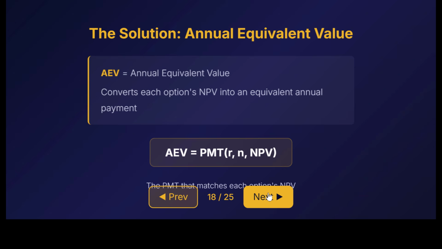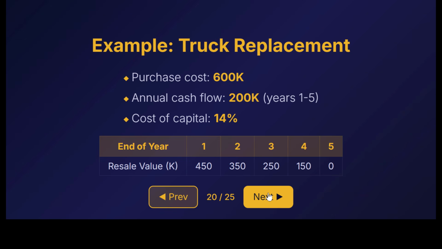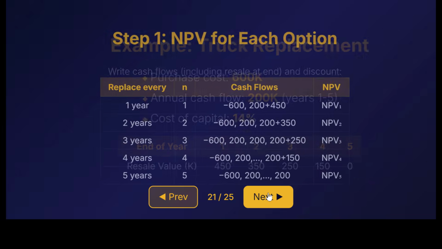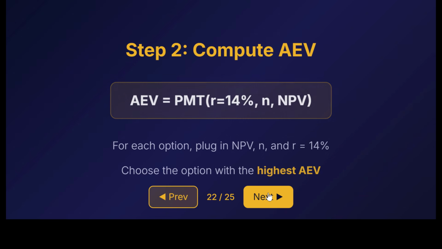8. Truck replacement example. A company purchases a truck for 600,000 shekels. 5 options are evaluated, replacing every 1, 2, 3, 4, or 5 years. Step 1. Compute NPV for each single cycle option, including the initial cost, annual operating cash flows, and the resale value at the end. Step 2. For each option, compute AEV using the payment formula. Step 3. Compare AEV values across all 5 options and select the one with the highest AEV. This is the optimal replacement frequency.